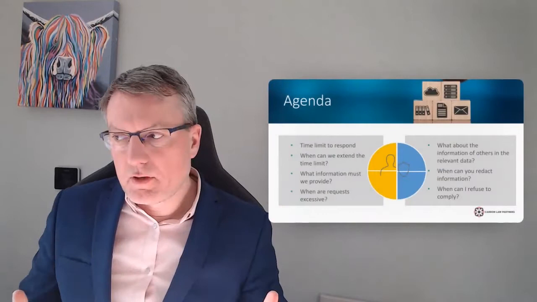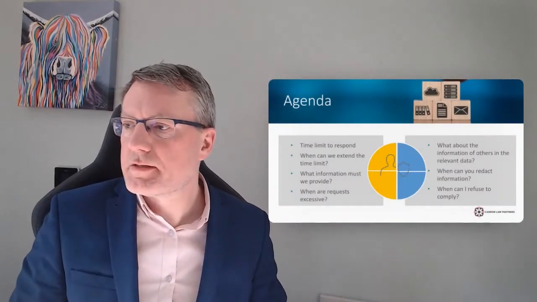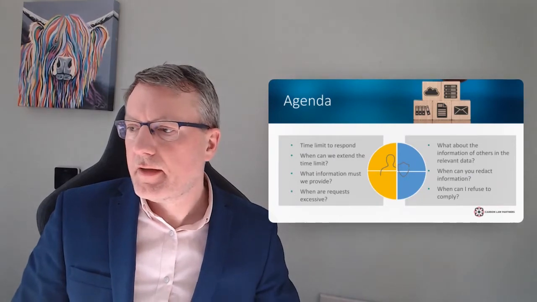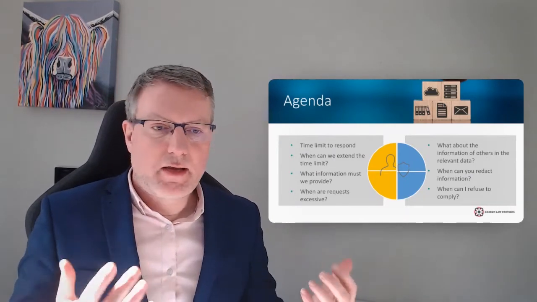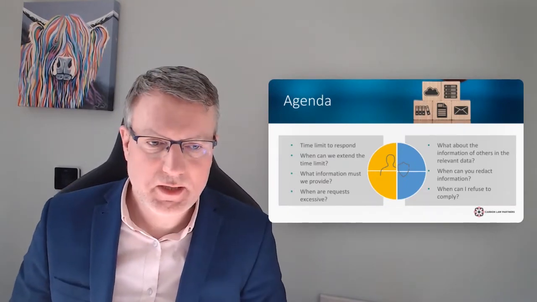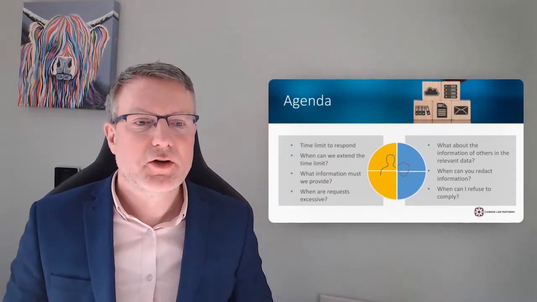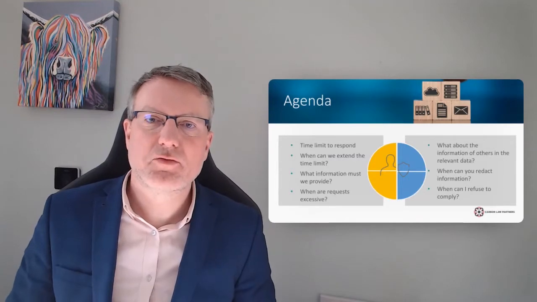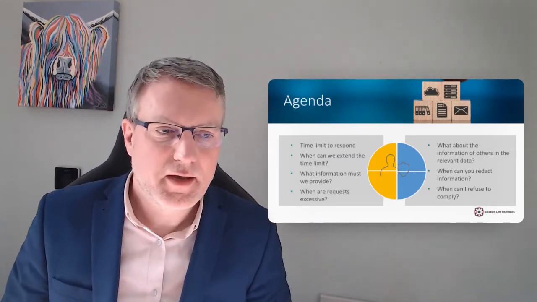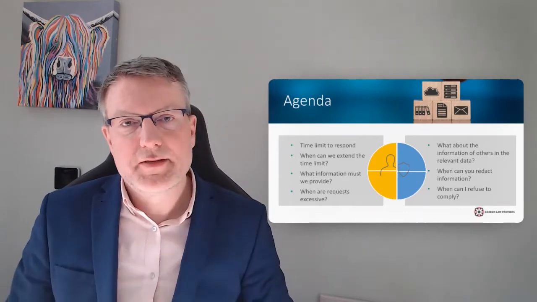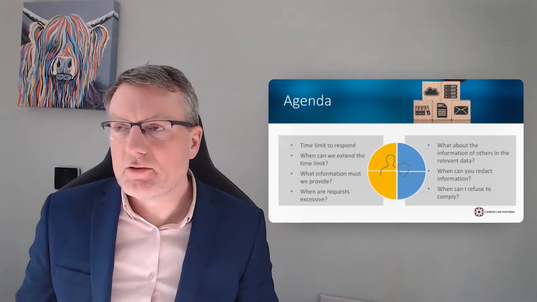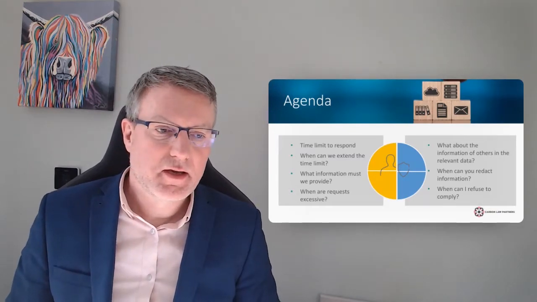But what we're going to have a look at is some of the frequently asked questions that we get in this area. And so we're going to have a look at what the time limits are to respond, when you can extend the time limit, what information you've got to provide, when are requests excessive or manifestly unfounded, which is the phrase I just referred to. What do we do when there is information of others within that relevant data? When can you redact? When should you redact?